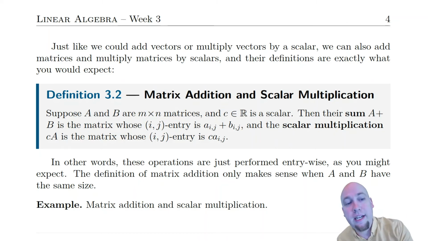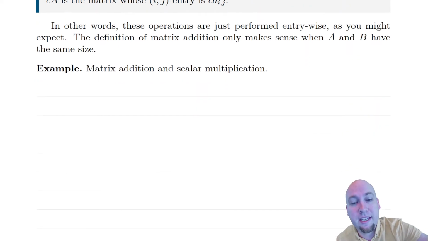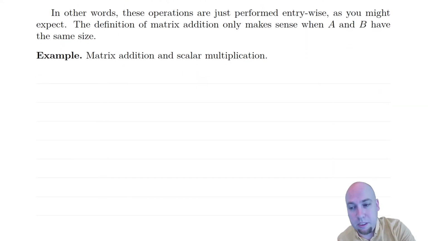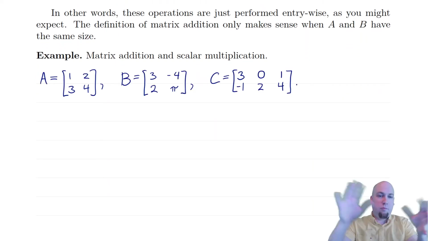So addition and scalar multiplication for matrices, I'm not even going to read the definition. It's just saying you do it entry-wise, you do it the way you would expect. So let's do a couple quick examples of matrix addition and scalar multiplication. Let's just write down some matrices.